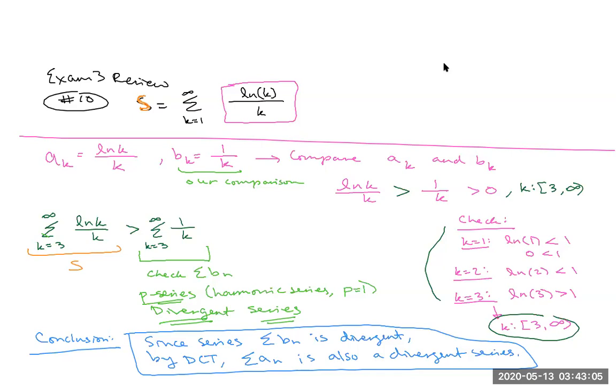All right, let me save that picture. That covers number 10. That shows you how to use direct comparison test. If you don't put DCT, you just put comparison test, that's fine. Just make sure when you use a limit comparison test, you state that it's a limit comparison test. Okay, clear all of this. And then number 11, before I hop back.